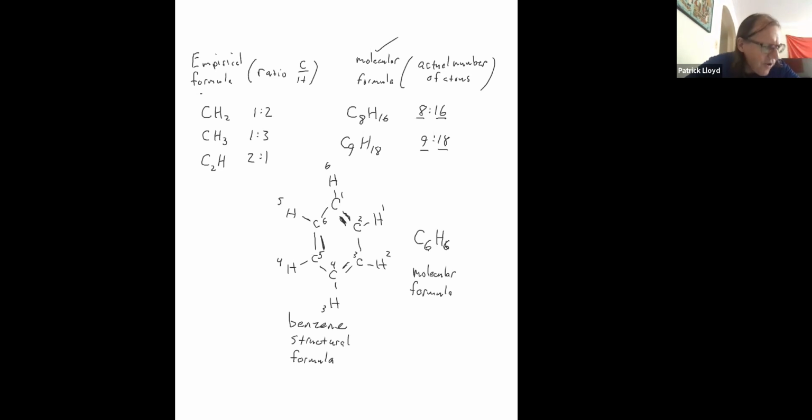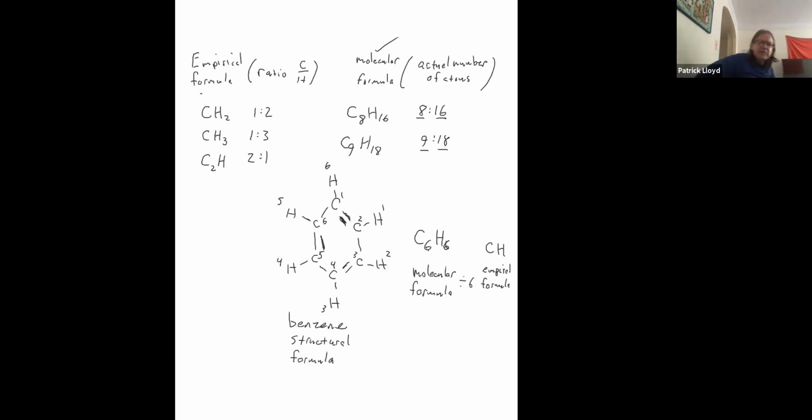However, you could also divide them both by 6. 6 divided by 6 is 1. So if you divide each of them by 6, you get CH, right? 1 carbon, 1 hydrogen. That's the smallest whole number ratio. And that would be the empirical formula, okay?